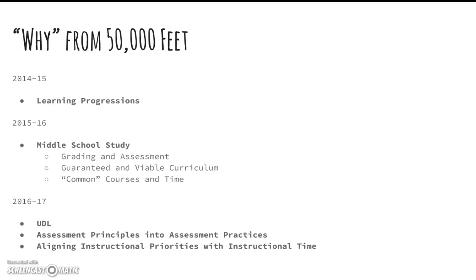So that takes us to where we are today, where we're exploring and getting a little more granular in our work. Now that we have learning progressions, how do we make them into usable practices in the classroom? And that's through UDL. How do we take assessment principles that were developed between the two middle schools last year, and core knowledge included, so the three middle schools, and turn those into actual classroom assessment practices, and begin the conversation about aligning our instructional priorities with instructional time?